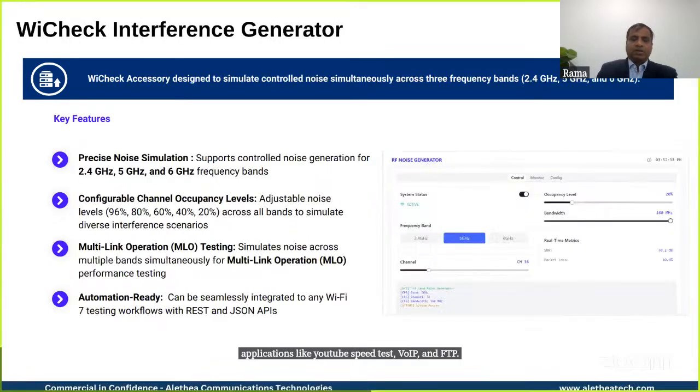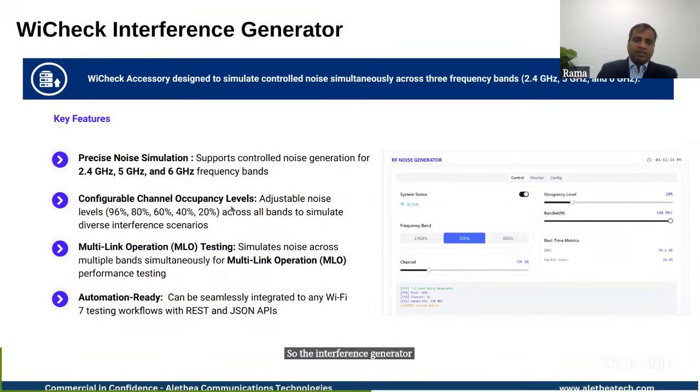The interference generator supports all 3 bands. So we have a tri-band interference generator, and the adjustable noise levels are anywhere from 96% to 2% across all bands, and it can do simultaneous transmission on all 3 bands if needed. It is also automation ready, with REST API and JSON APIs, to automate it for test purposes. This is the UI of the interference generator.